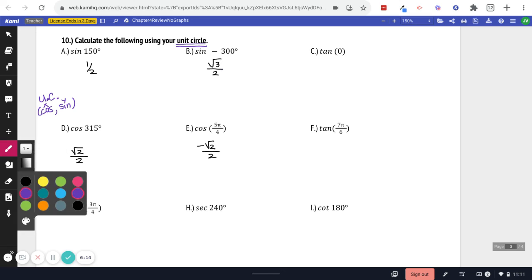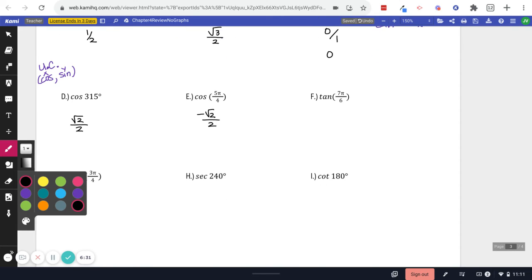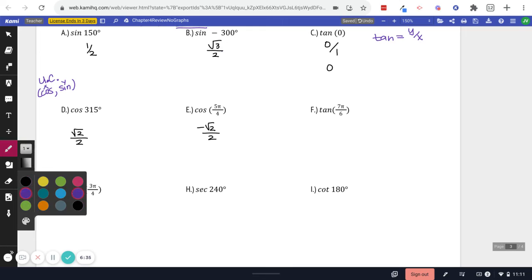So we're going to do, remember, tangent is y over x. And so for 0, now I don't have my unit circle pulled up, but I know you do. We are going to do the y-coordinate divided by the x-coordinate. And then it's just 0. Tangent 0 is 0. So that's exciting, but not all at the same time. 7 pi over 6, definitely going to be more exciting.